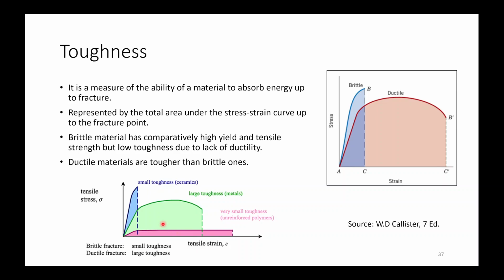So as shown here, this green graph shows metals. In this case they have high tensile strength as well as high ductility, so they have large toughness. In case of ceramics, they have high tensile strength but very little ductility, so they have very small toughness. In case of polymers, they have very large ductility but very low tensile strength, so they have very small toughness as well.